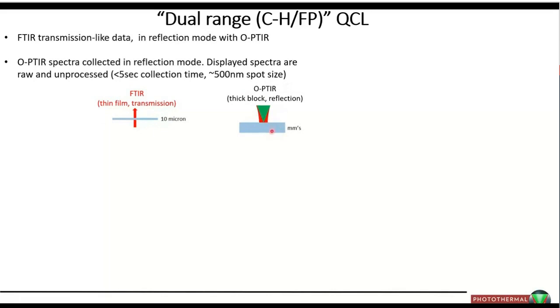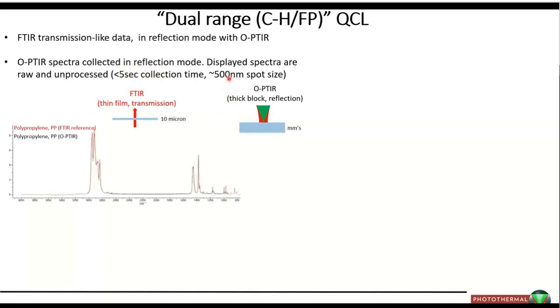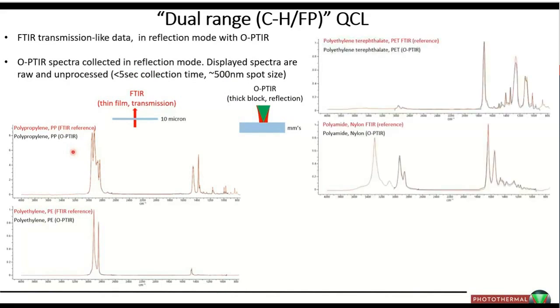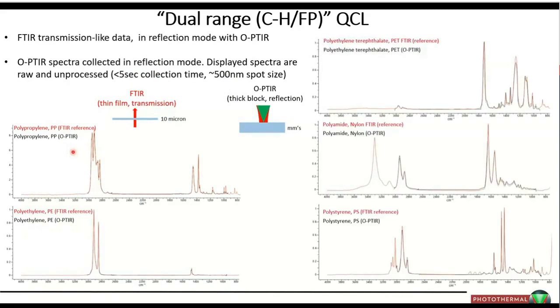Now this works equally well off a very thin section as well, and thin could be tens of nanometers even, so it actually works very well on thin, it works very well on thick, and these are all a few seconds collection time from half a micron spot size. So first example here is polypropylene. In red we have FTIR, in black we have O-PTIR. As you can see, that's pretty much a spot on match. Same is true for PE, PET, nylon, and polystyrene. Right, so really they are literally a one for one.